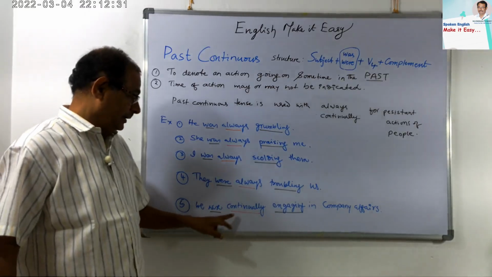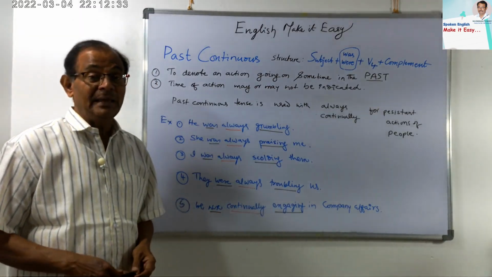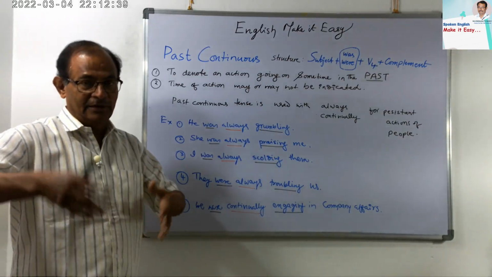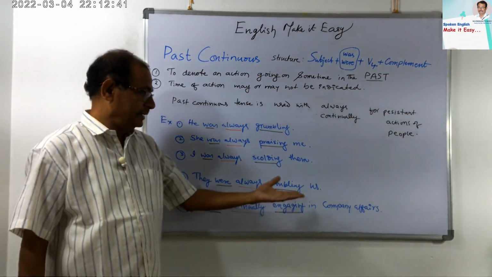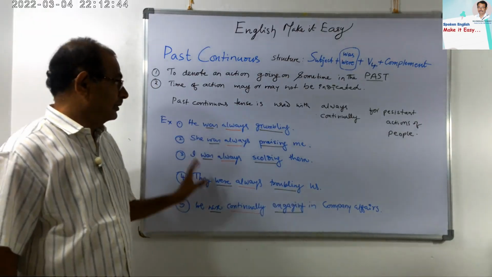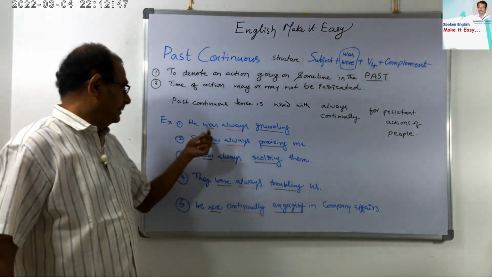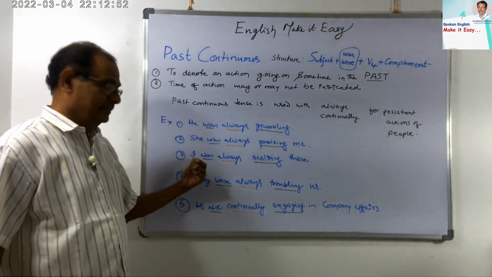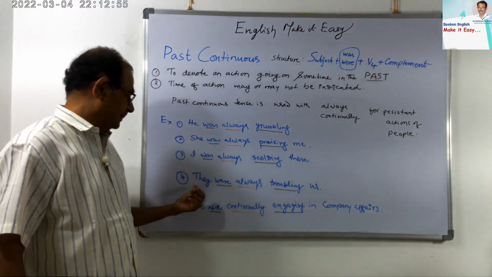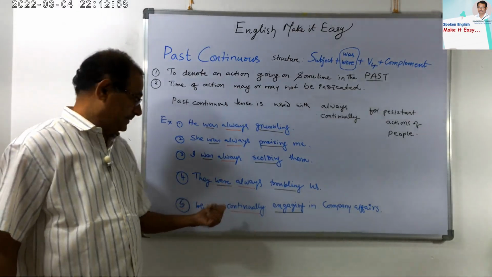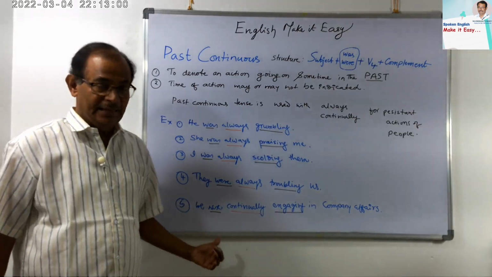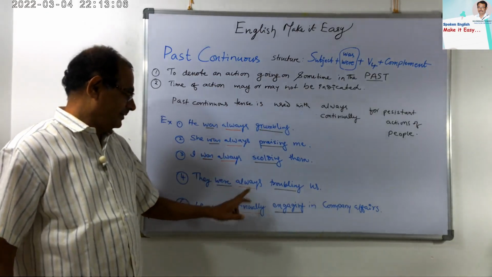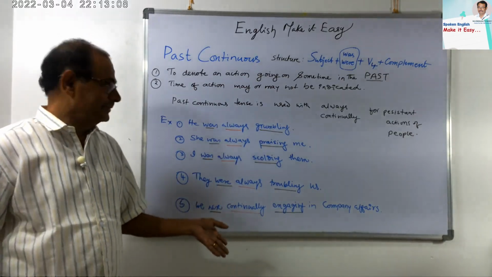Next, we were continually engaging in company affairs. So we were repeatedly, continuously, day by day, engaged in company affairs. So this is all past continuous. He, singular, was. She, singular, was. I will only take was. They take were, plural subject. We, plural subject, takes were. And always, continually. This is the time clause we used.